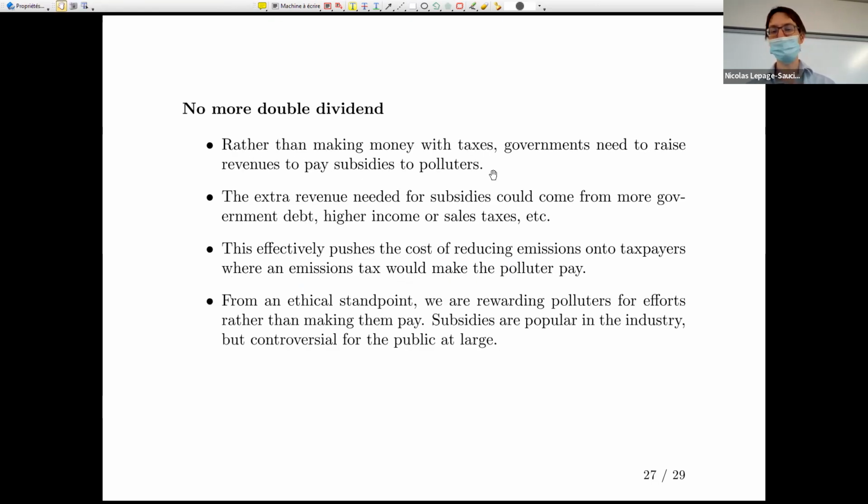Rather than making money with taxes, the government needs to raise revenues to pay subsidies to polluters. So it comes from government debt, higher income tax, or sales tax. It pushes the cost of reducing emissions onto taxpayers. In a sense, if you're asking for a clean environment, then you're the one who has to pay for it. You're buying it, essentially. An emission tax would instead make the polluter pay. So from an ethical standpoint, we are rewarding polluters for effort rather than making them pay. Subsidies are popular in the industry, but of course controversial for the public at large.